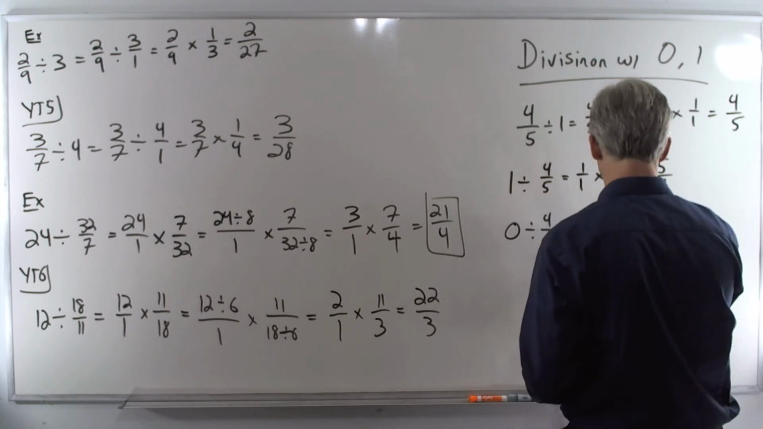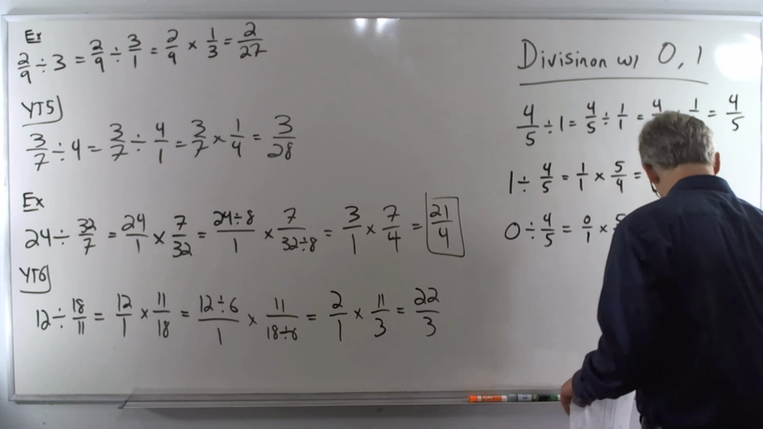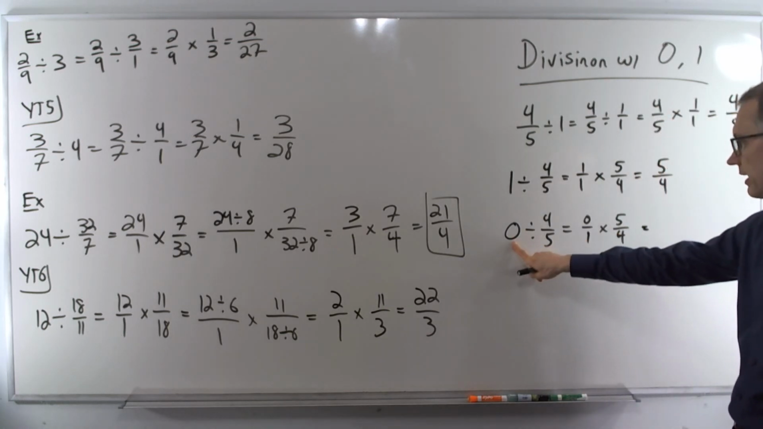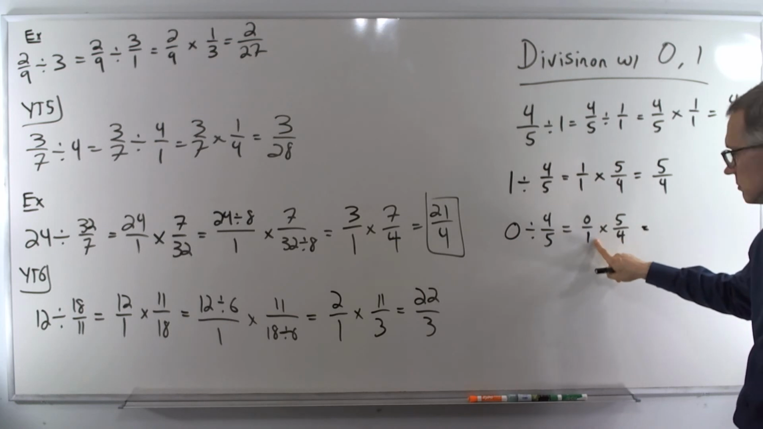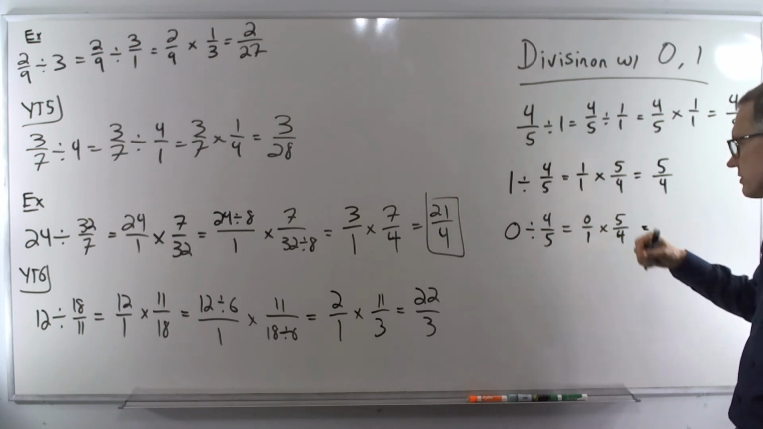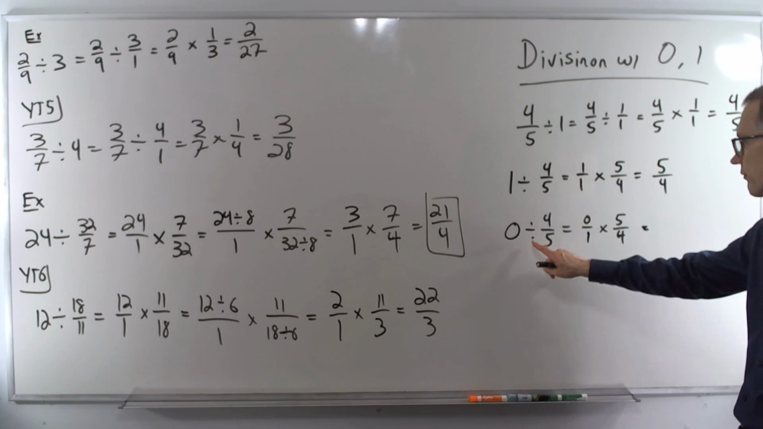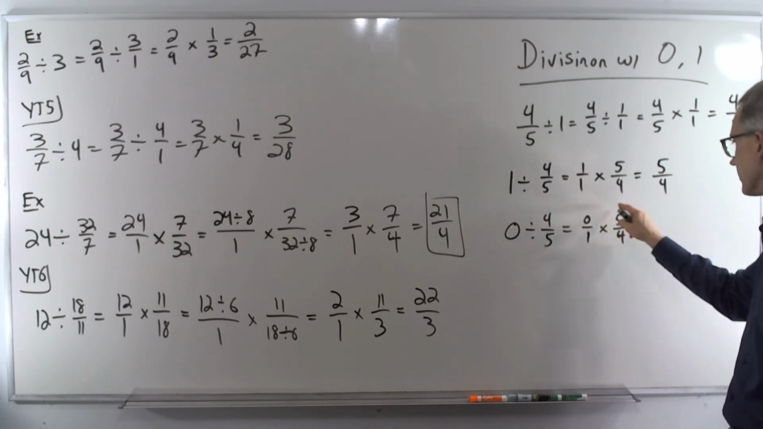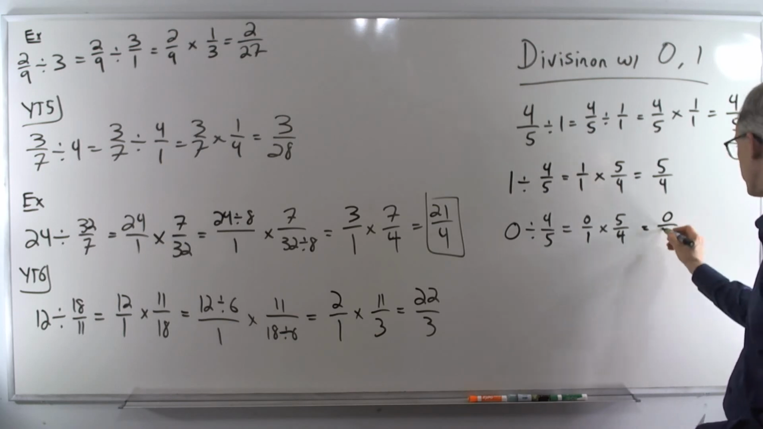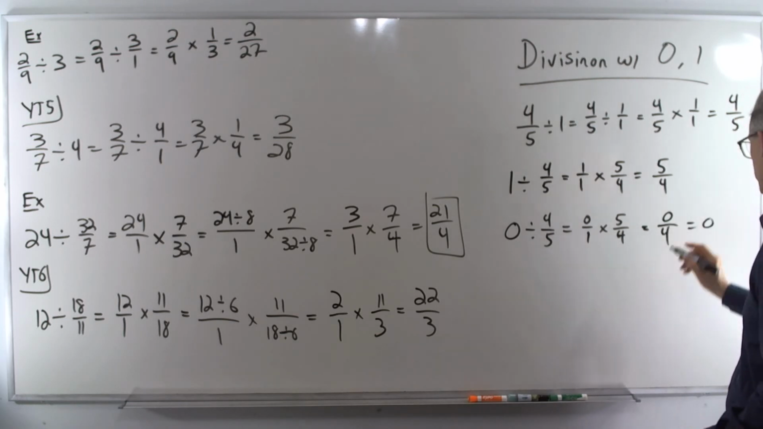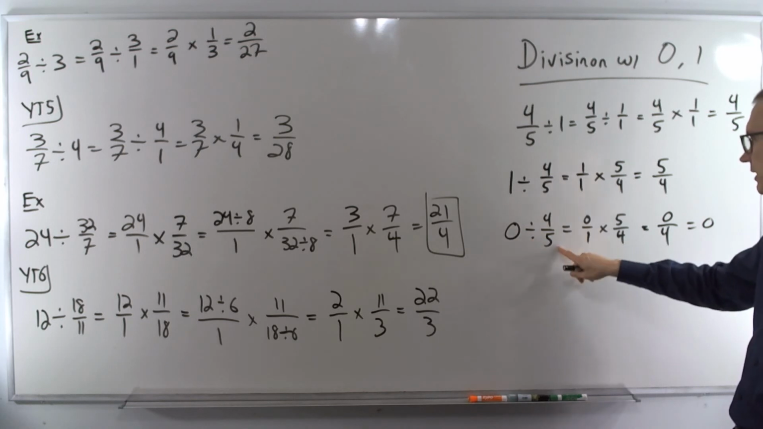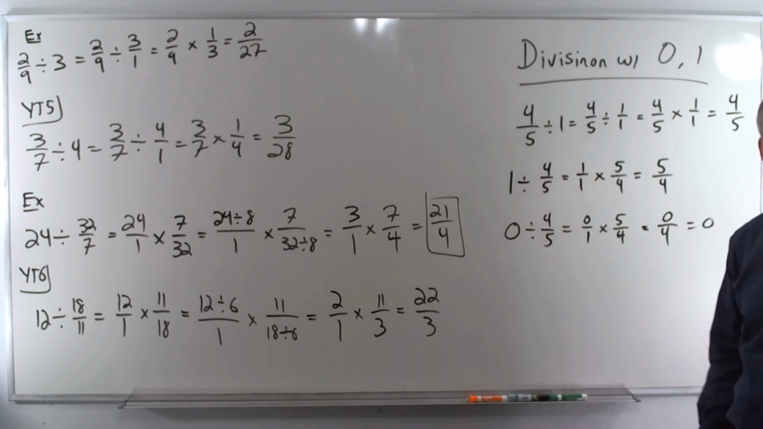Oh, there we go. Okay, so with this one, I'm going to write 0. Remember, any number can be written as 0 over 1, and that includes 0. Convert to multiplication, flip the second fraction over. Let's see what we get. 0 times 5 is 0. 1 times 4 is 4. 0 over 4 equals 0. So, taking 0 and dividing by any fraction gives us 0.